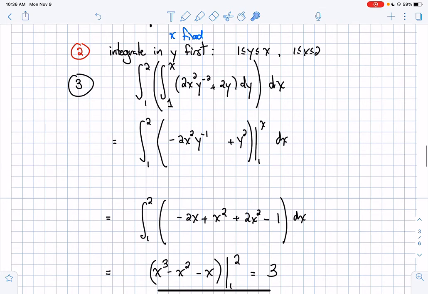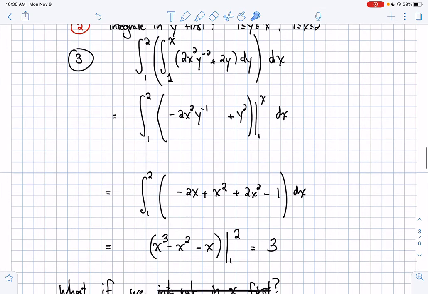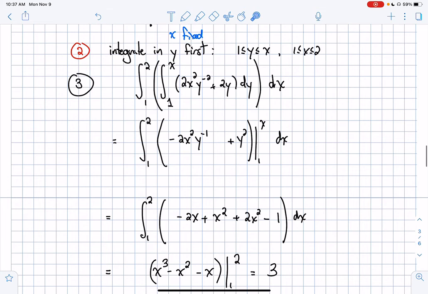Now I have another integral, the integral in x. And then again, it boils down to a one-dimensional integral. I integrate this thing, I get this between the bounds 1 and 2. And if you do the calculation, you get 3. Okay? So step 3 is like doing two integrals in R, right? Okay. So that was for integrating y first with x fixed.